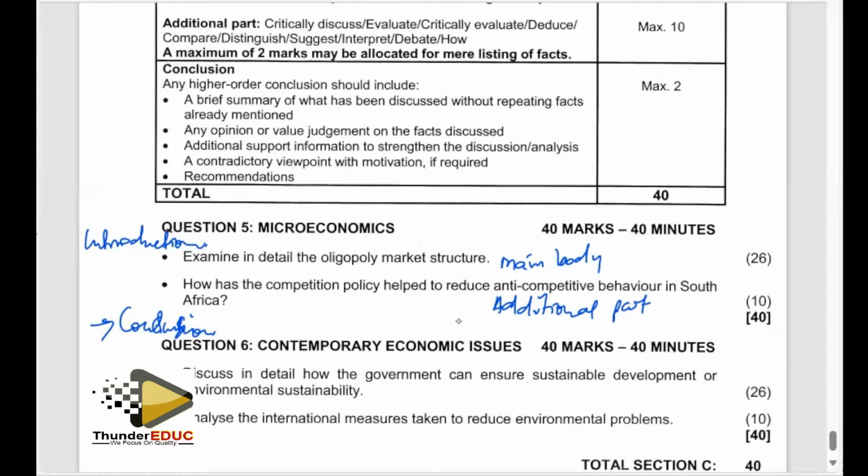So now if we check question 6, in the same manner, we have our main body in this regard, and this is going to be your additional part. So now you only have to come up with an introduction of 2 marks. So now after the introduction of 2 marks, then you can also conclude with whatever information you have indicated. Okay, right. So now this question 6 reads as follows. Discuss in detail how the government can ensure sustainable development. Okay, right.